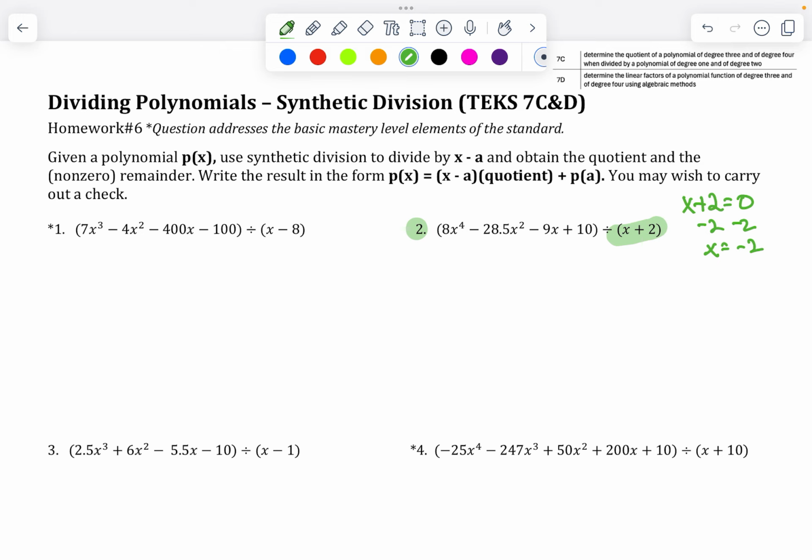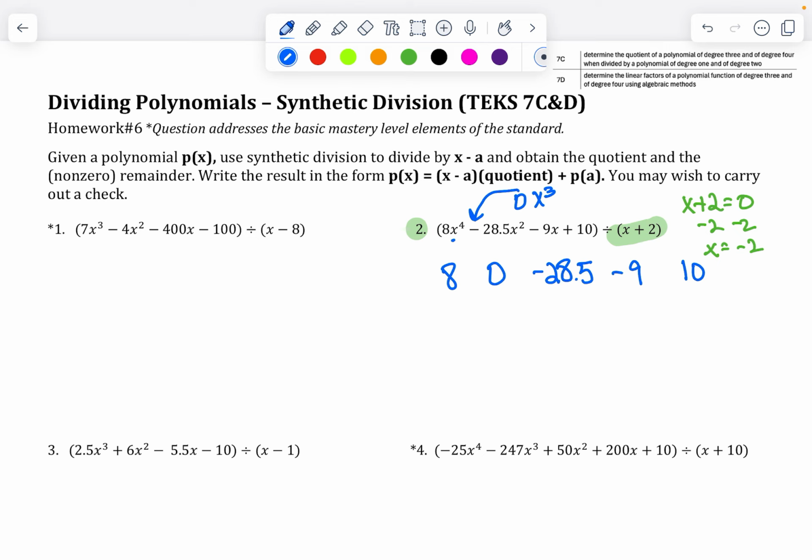Now, what makes this one hard is you'll notice there's an x to the 4th right here, but they don't have an x to the 3rd. Right here, they're missing the x to the 3rd. If something is missing exponent-wise, you have to add a 0. So when I go to write my coefficients, I'm going to have an 8, the 0, the -28.5, the -9, and then the 10.